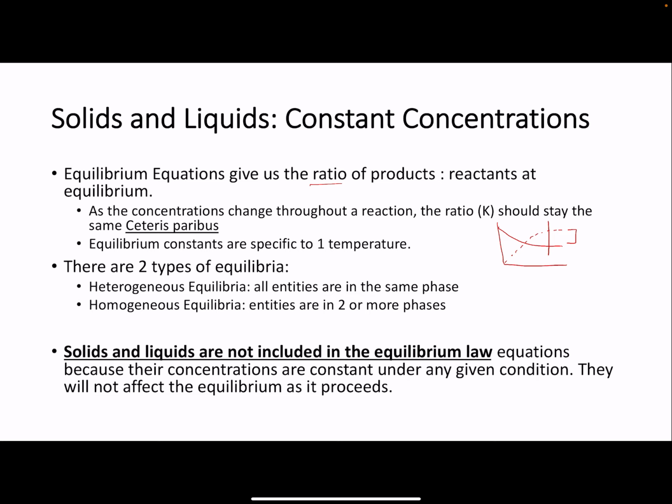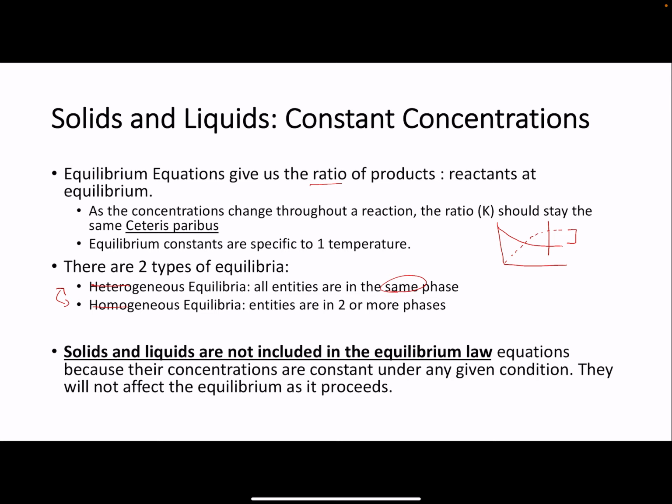So in terms of types of equilibrium, heterogeneous is where all things are in the same phase. Homogeneous are where they're, oh, we got that backwards. Let's just switch that up. Homogeneous is where everything is in the same phase. Heterogeneous is when there are two or more phases present. And that's just the state that the molecules are in.